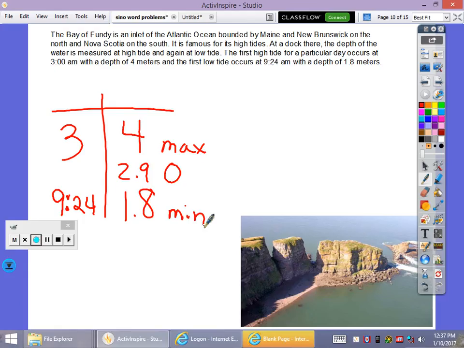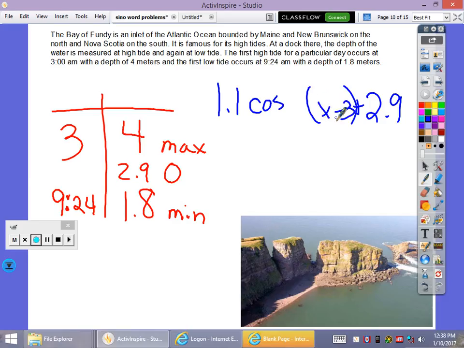My amp, how far is 2.9 away from 4? 1.1. Where do I write 1.1? Where do I put 2.9? At the end. Max, 0, min is cosine. What am I missing? Phase shift and the period. My phase shift is going to be x minus 3 because I started at 3 instead of at 0.